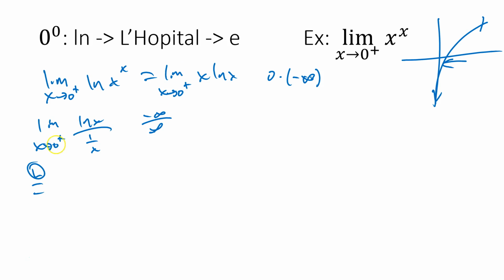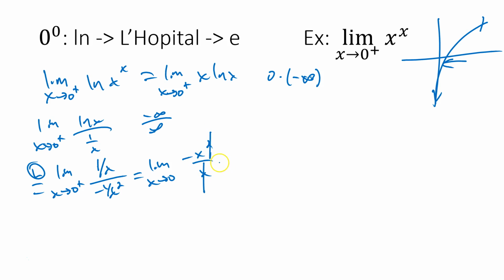Remember again, natural log as x approaches 0 from the right-hand side goes down to negative infinity. So this is the limit as x approaches 0 from the right-hand side. The derivative of natural log is 1 over x. The derivative of 1 over x is negative 1 over x squared. So that's the limit as x approaches 0. Let's do a little algebra here. If we multiply by the reciprocal, we have negative x squared over x. That goes away, that goes away. So we have the limit as x approaches 0 of negative x.